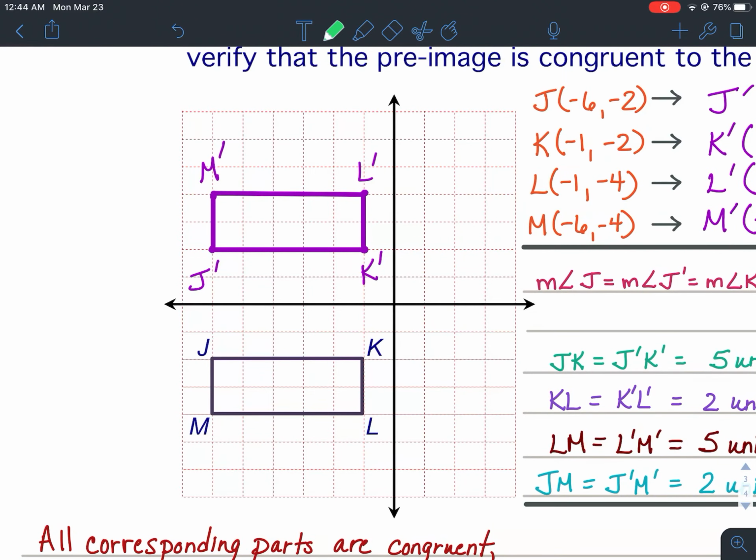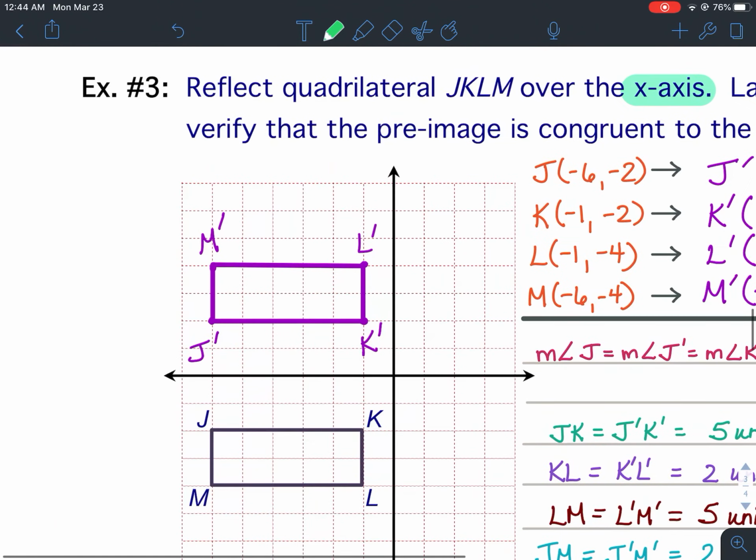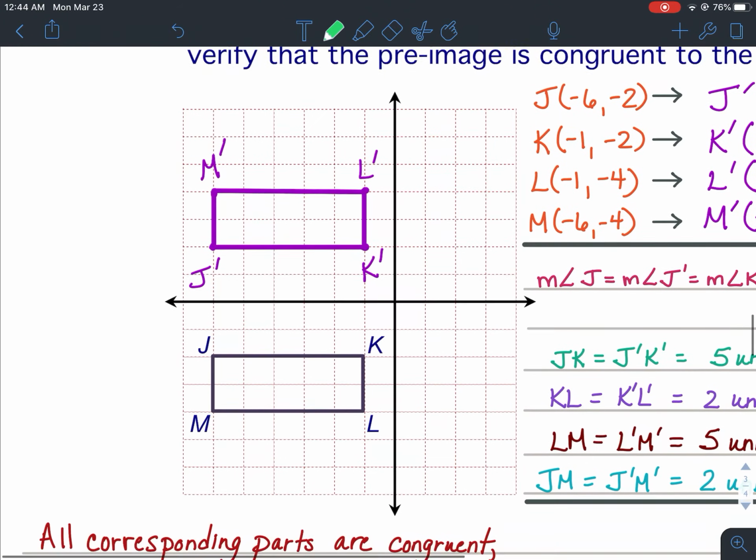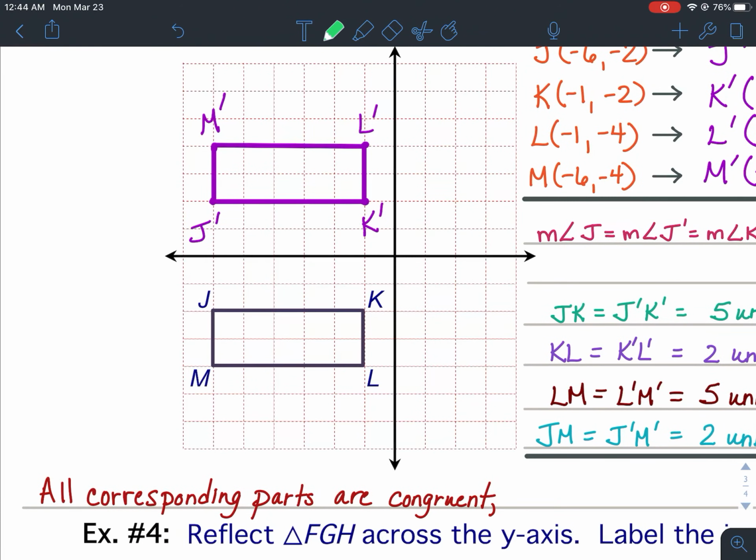Okay, continuing example number 3. We already found J prime, K prime, L prime, and M prime and plotted and labeled the figure. Now we need to verify that the pre-image and the image are congruent. Let's look at the sides.